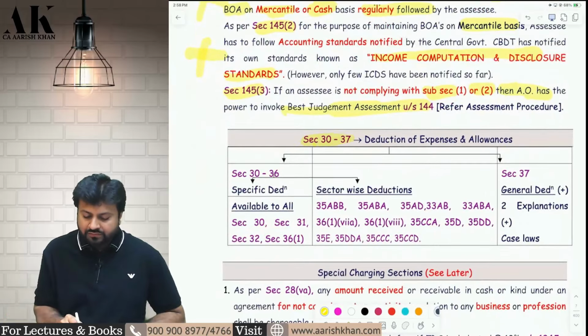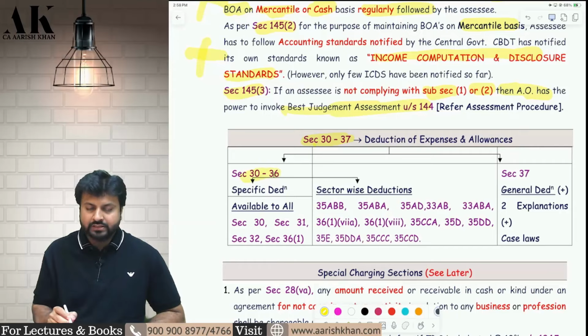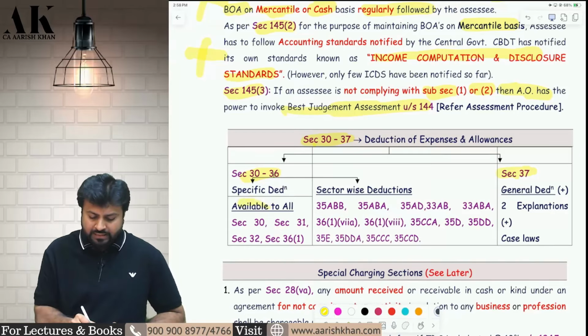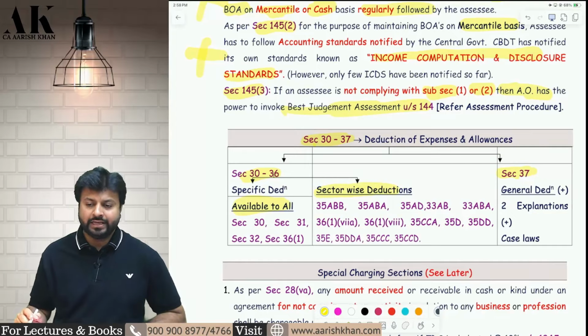Now there is a synopsis of all the deductions over here. All the deductions are segregated into two parts. 30 to 36 are specific deductions. 37 is a general deduction. In specific deduction also there are two categories: which are available to all the assessees, and which are available to certain sectors. So there are two categories in specific deduction as well.